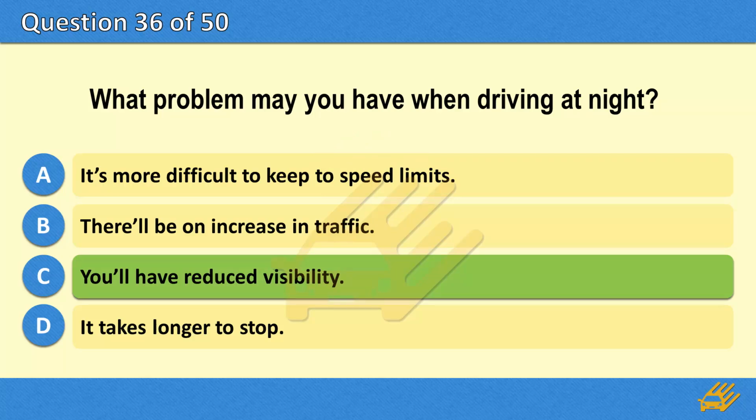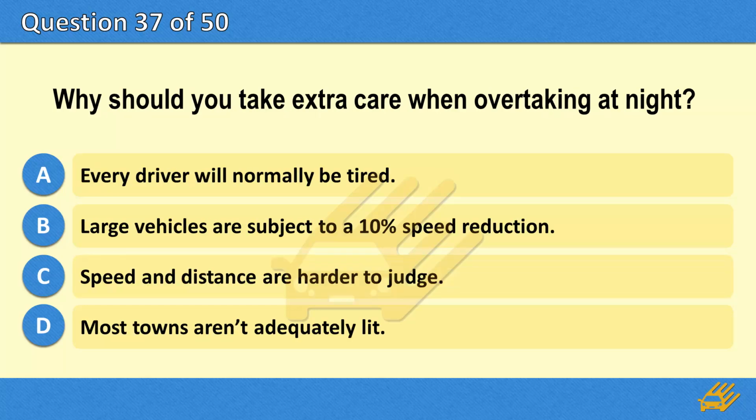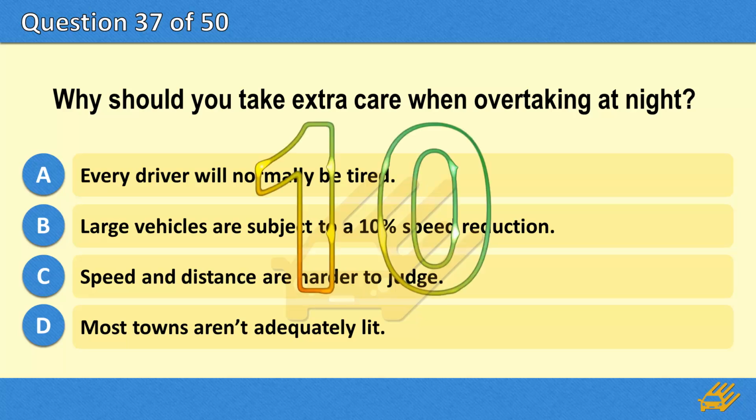The correct answer is C. You'll have reduced visibility. Why should you take extra care when overtaking at night? A. Every driver will normally be tired. B. Large vehicles are subject to a 10% speed reduction. C. Speed and distance are harder to judge. D. Most towns aren't adequately lit.